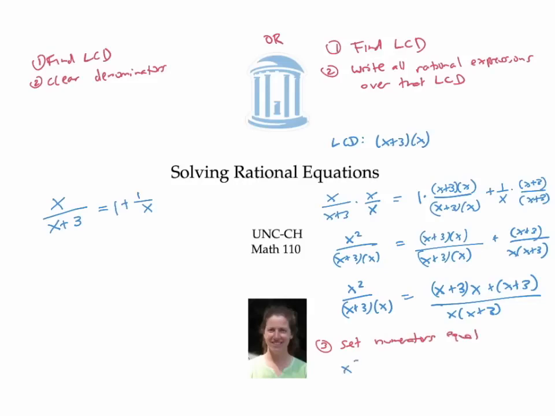So I get x squared is x plus 3 times x plus x plus 3. And if you look back at the previous way we solved this equation, you'll recognize this equation. And so from here on, we just continue as before. When choosing between these two methods, I personally tend to prefer the clear the denominators method because it's a little bit less writing.